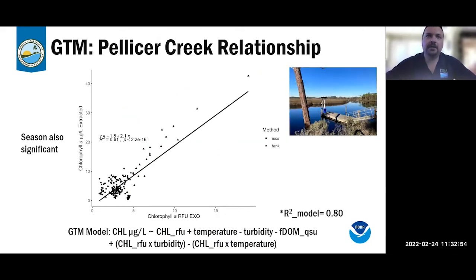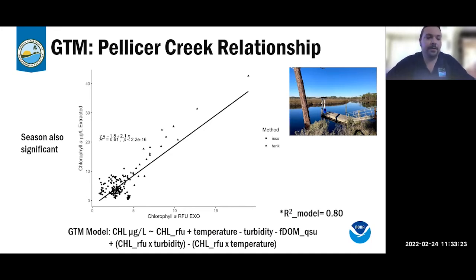So here, just focusing on the data that was collected at the GTM. Again, all this data was collected at our Pellicer Creek station. The initial regression analysis shows that about 61% of the variability in the extraction data is able to be explained by the sensor. However, using the model building approach mentioned before, we were able to improve this coefficient of determination to about 80%, leaving only about 20% of the variability within the data set unexplained.